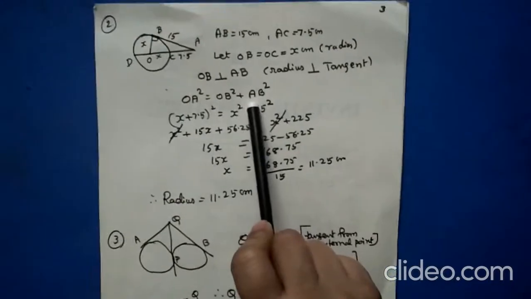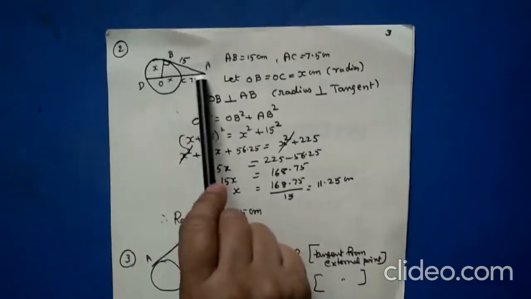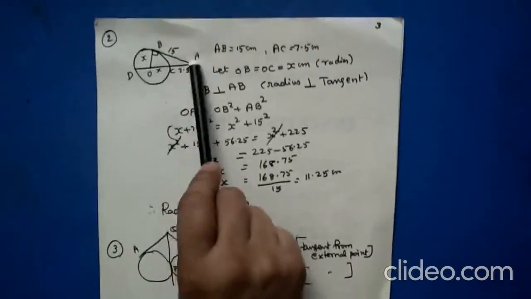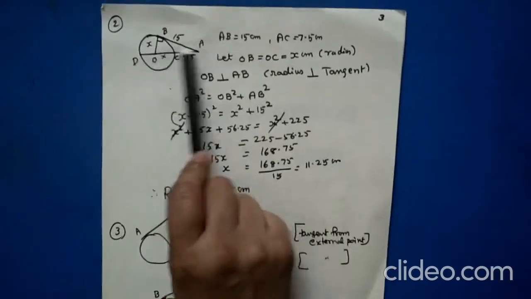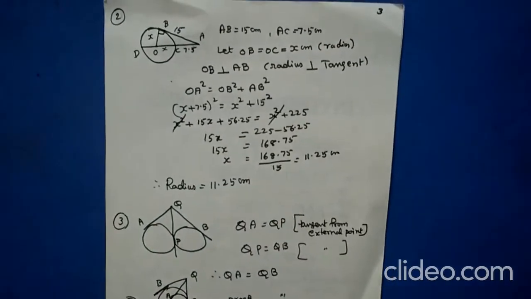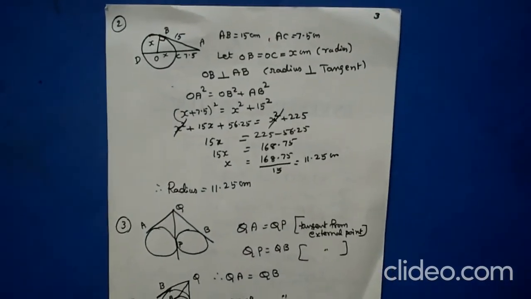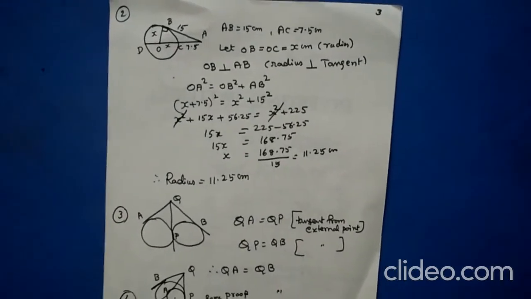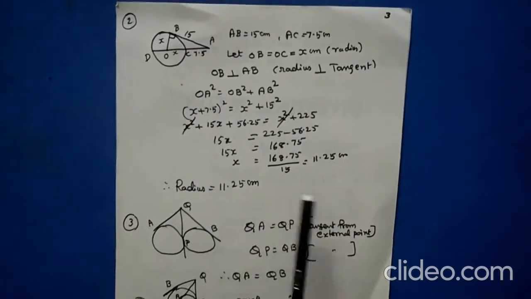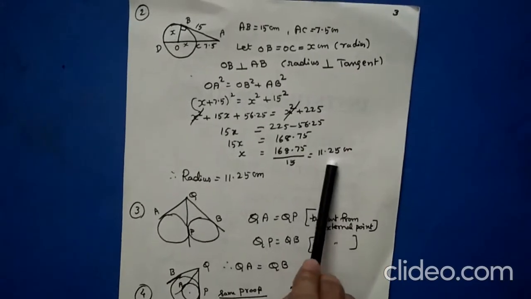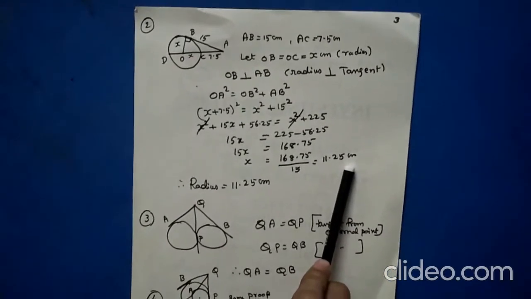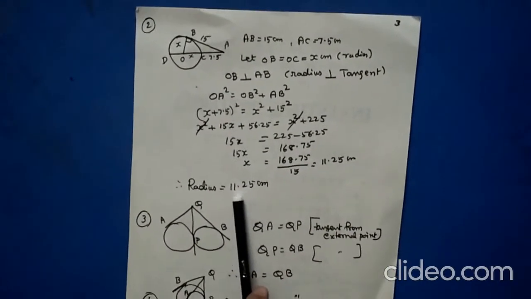By using Pythagoras theorem, OA squared is equal to OB squared plus AB squared, where OA is the hypotenuse opposite to 90 degrees. That is (x plus 7.5) whole squared is equal to x squared plus 15 squared. If you calculate, you get x is equal to 11.25. That is the radius. Therefore, radius is 11.25.